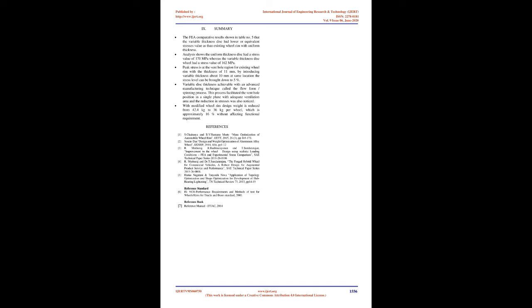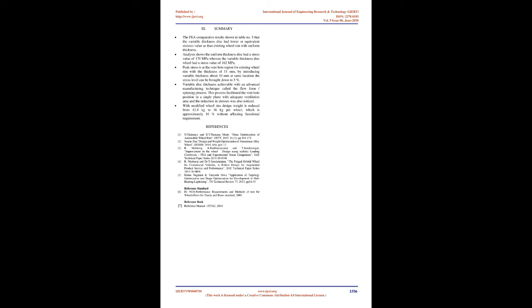Comparative stress analysis results. 9. Summary. The FEA comparative results shown in table number 5 show that the variable thickness disc had lower or equivalent stress values than the existing wheel rim with uniform thickness. Analysis shows the uniform thickness disc had a stress value of 170 MPa whereas the variable thickness disc wheel had a stress value of 162 MPa.